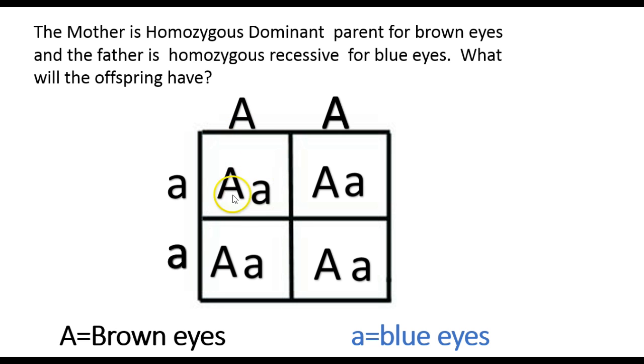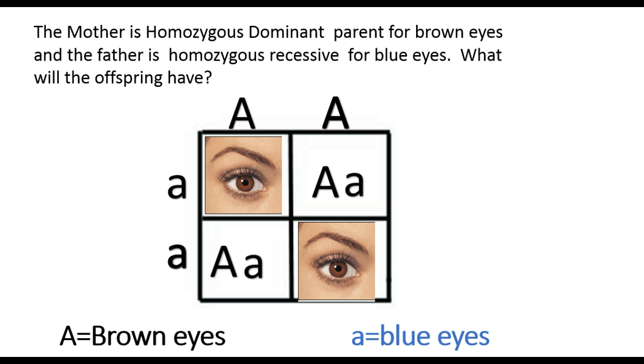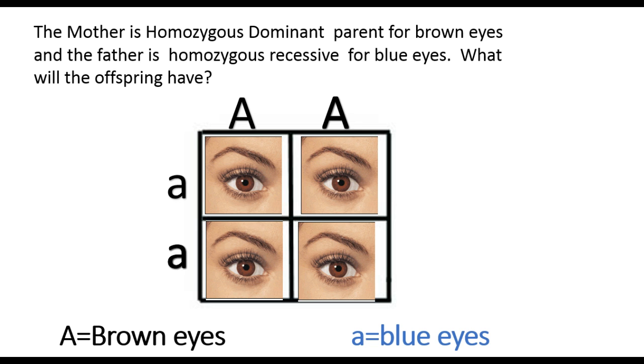This box has a heterozygous gene, meaning that it carries both traits, but they're different traits. One parent gave the capital A, the other parent gave the lowercase a. And as a result of that, capital A is dominant for brown eyes. The lowercase a is not going to be seen, which means that this person will have brown eyes. This person will also have brown eyes. If you notice, all of the squares are the same. Brown eyes and brown eyes.